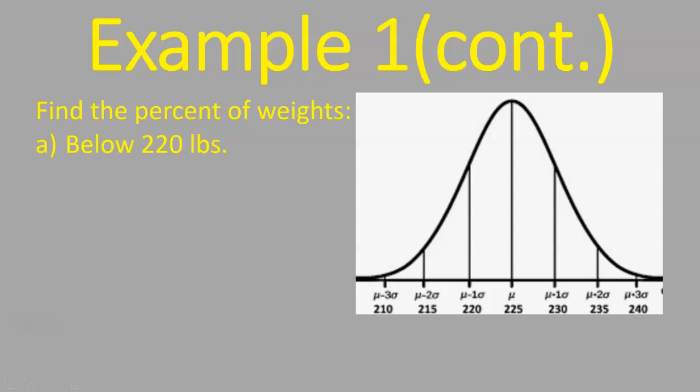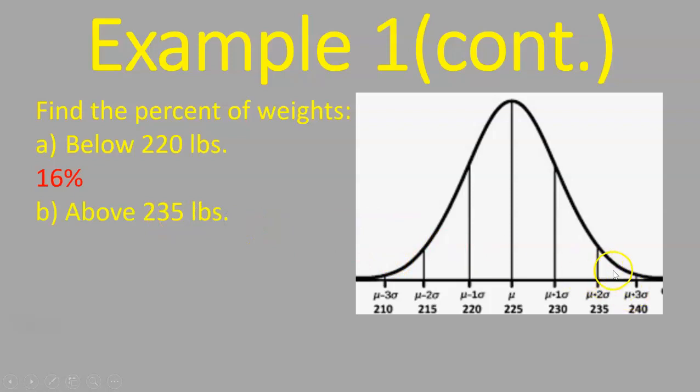Find the percent of weights below 220. Okay, so I'm not going to go back to the previous slide. I'll just remind you that this section was 13.5, this was 2.35, and this was 0.15. So below 220 would be the sum of those three, 13.5 plus 2.35 plus 0.15, and that's 16%. And that looks about right.